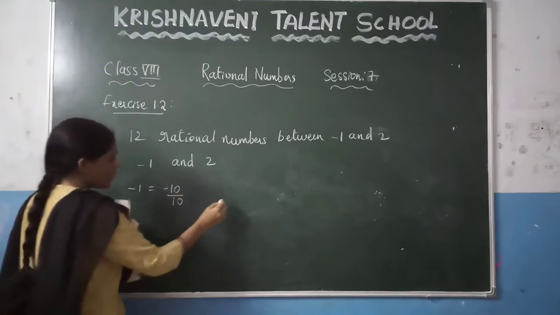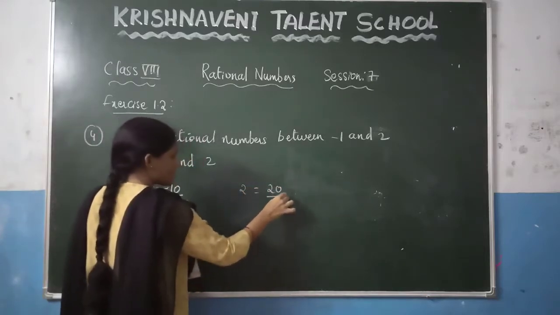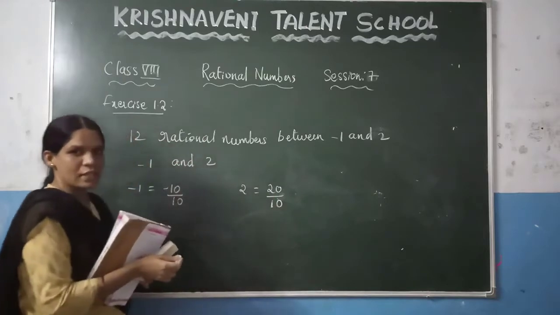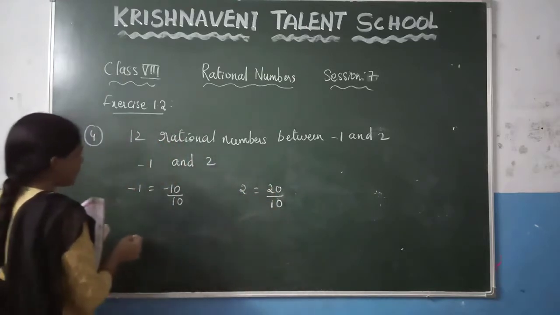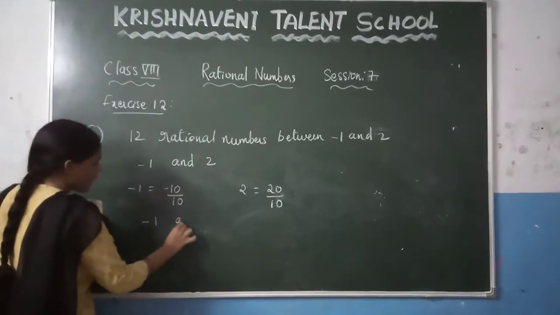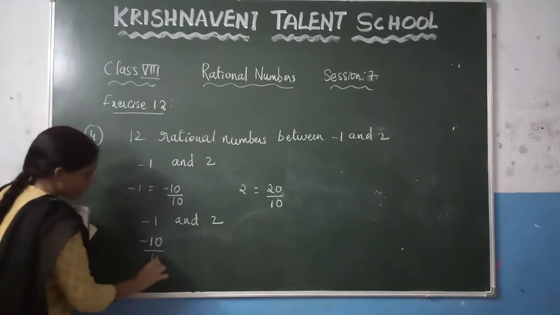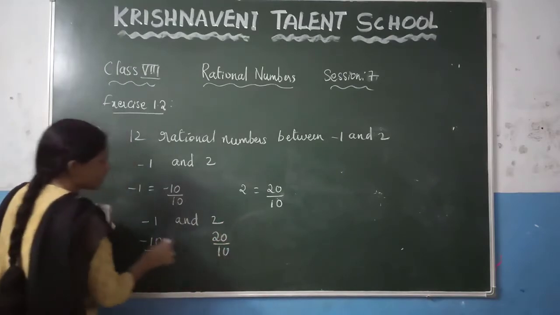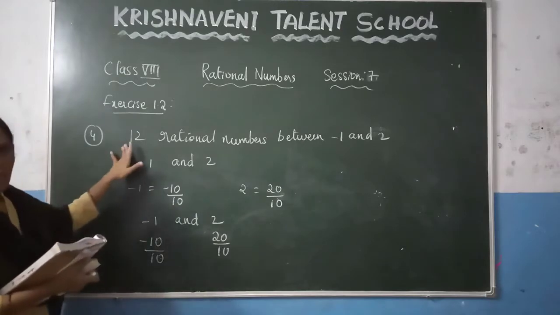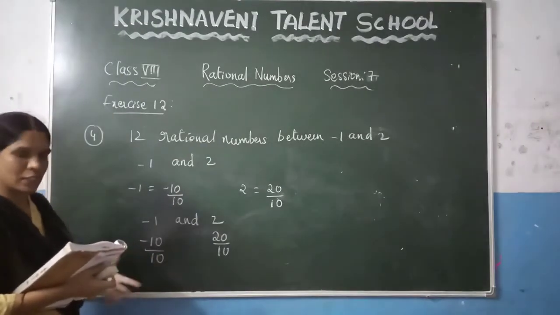Now take the number 2. We can write 2 as 20 by 10, because again this 0 will get cancelled, and you will get the value 2 by 1 as 2. So we have written minus 1 and 2 as minus 10 by 10 and 20 by 10. Between these two numbers, you need to find 12 rational numbers. What are the 12 rational numbers that lie between these two numbers?